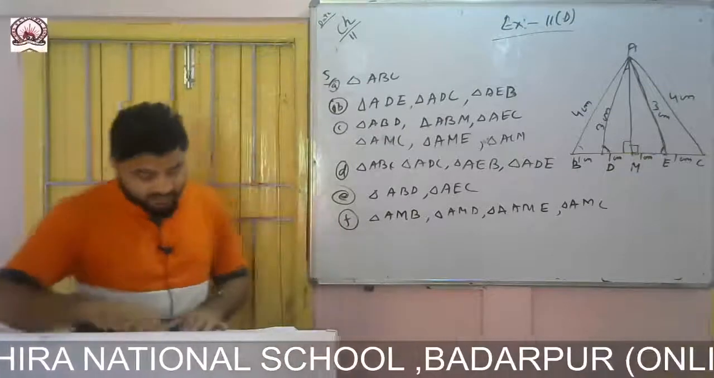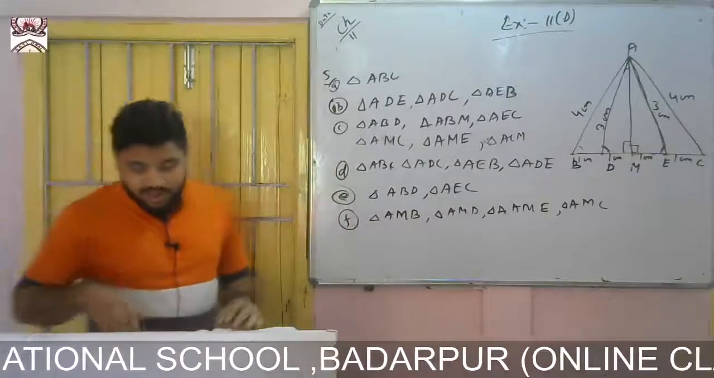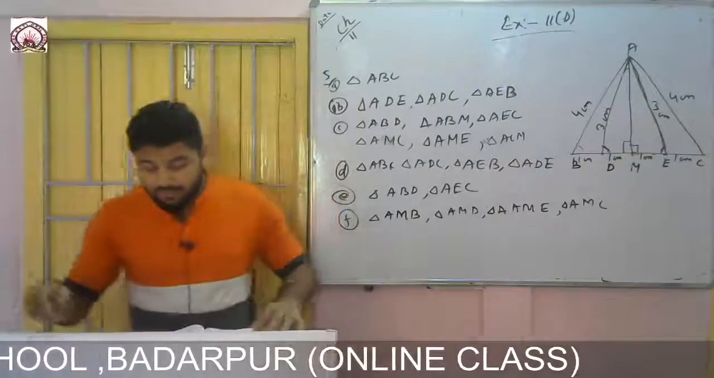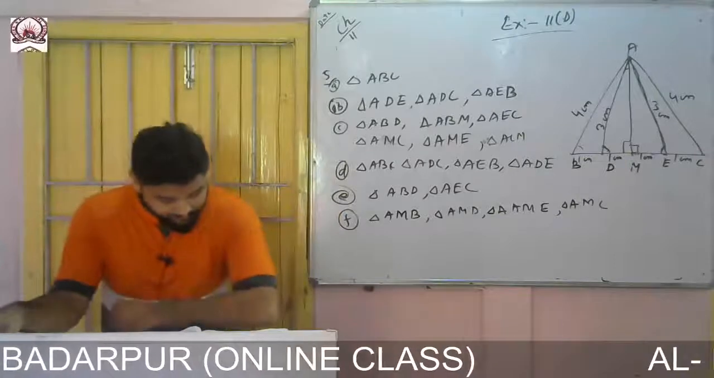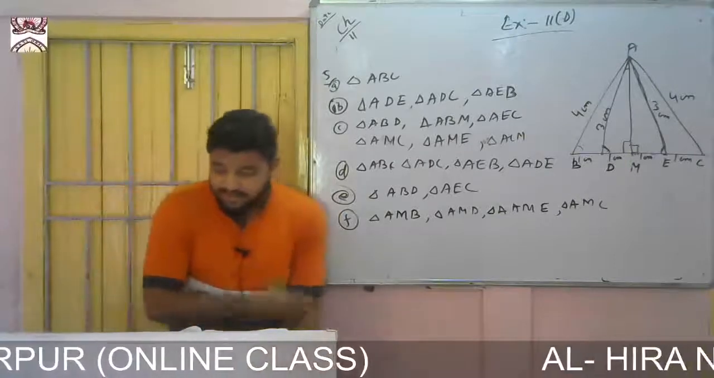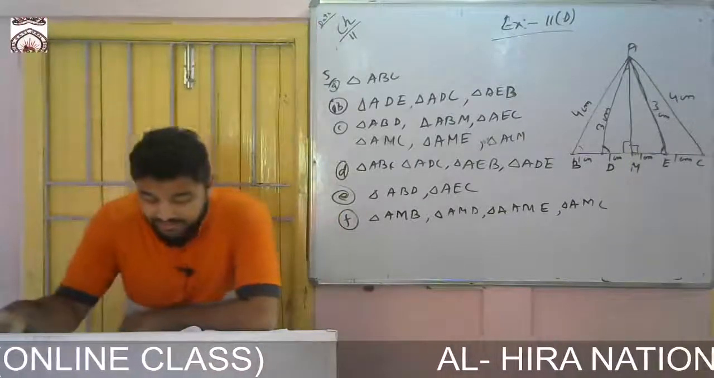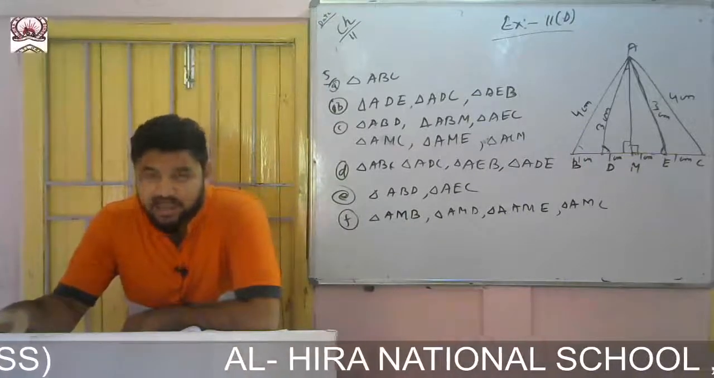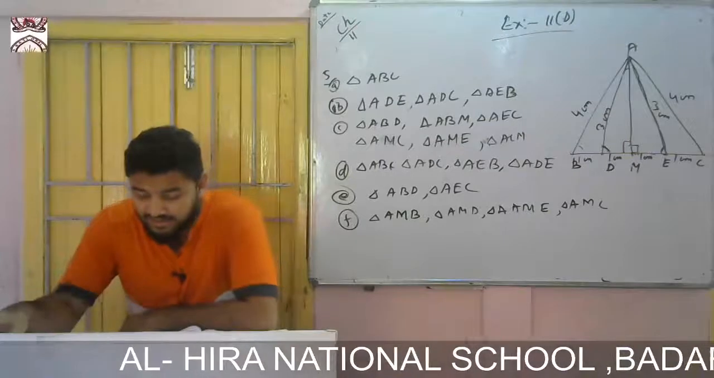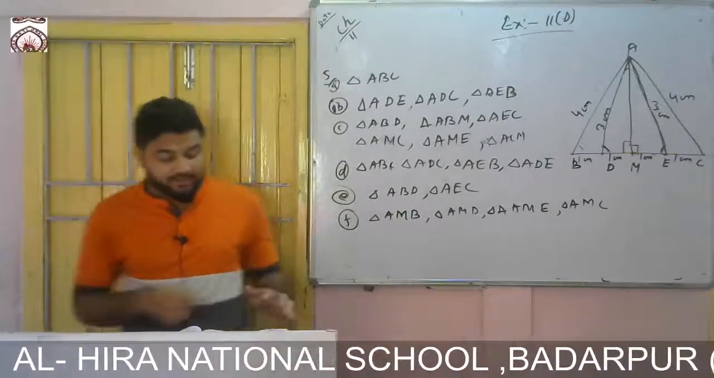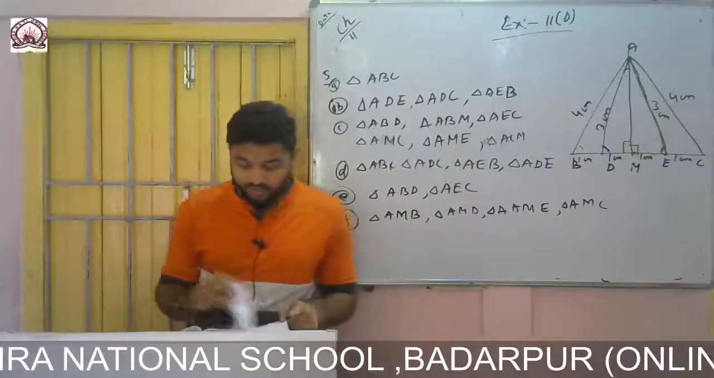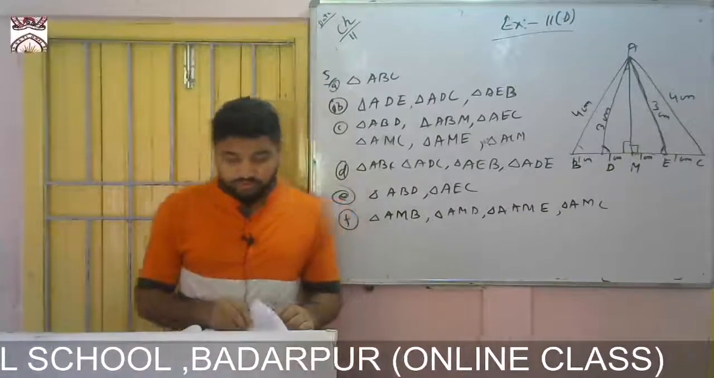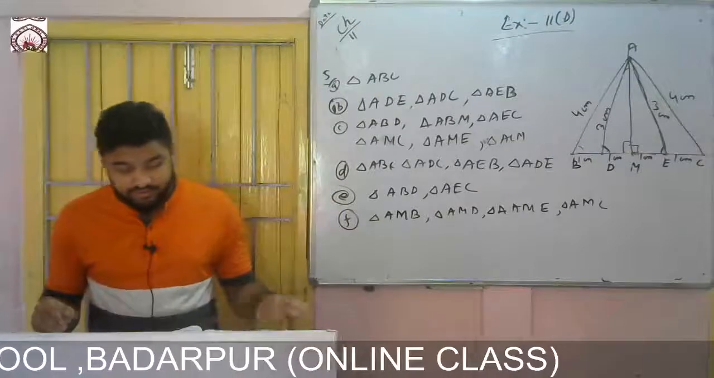Now come to question number 10, high order thinking skills. In question number 10, what is there? How many different triangles are there in the following figures? Name each of them. That means how many different triangles are there in the figure, and you have to name each of them.